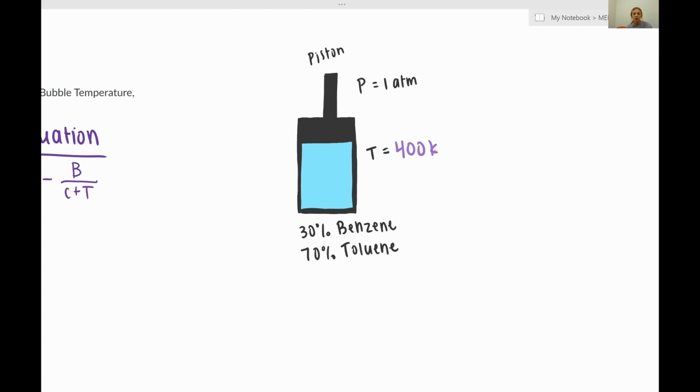So if we were to push down on this piston, we're going to be increasing the internal pressure. And since we are exerting work onto the system by pushing that down, we need to have some kind of cooling jacket as we compress to keep the temperature constant. And that first drop of liquid is going to have some mole fraction of benzene and some mole fraction of toluene. A very important thing to note is that the sum of these mole fractions is going to be equal to 1. And that might seem like an obvious statement, but it's going to be extremely useful in coming up with our equations for dew pressure and dew temperature.